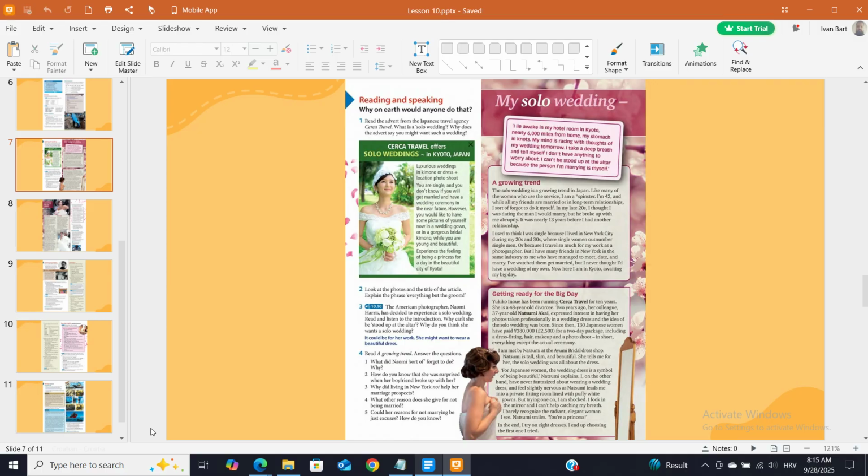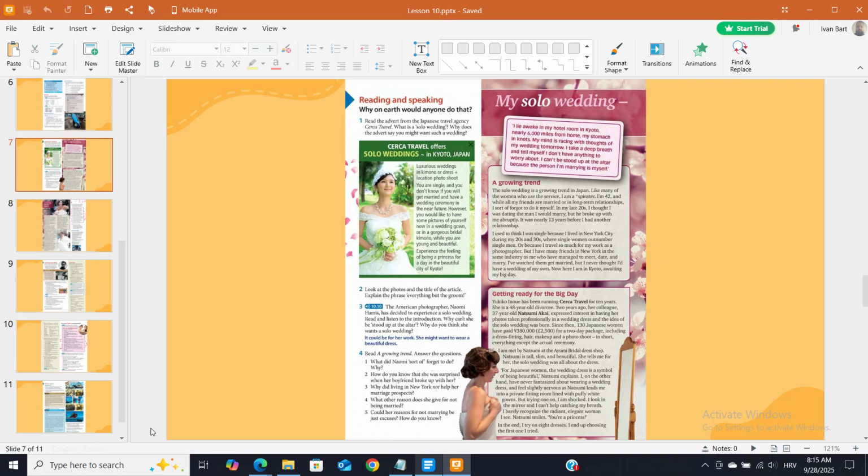My solo wedding. I lie awake in my hotel room in Kyoto, nearly 6,000 miles from home, my stomach in knots. My mind is racing with thoughts of my wedding tomorrow. I take a deep breath and tell myself I don't have anything to worry about. I can't be stood up at the altar because the person I'm marrying is myself. A growing trend.